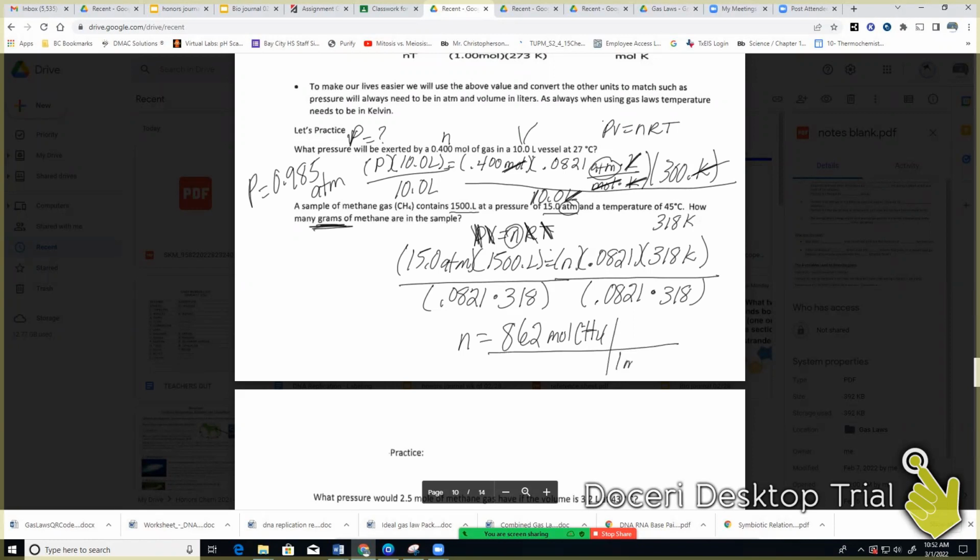So that says 1 mole of methane has a mass of 16.05 grams. That's what I get from adding the mass of 4 hydrogen and 1 carbon. So my moles cancel and I multiply across, and I still need 3 sig figs, and that would tell me how many grams. Perfect. 13,800 grams.